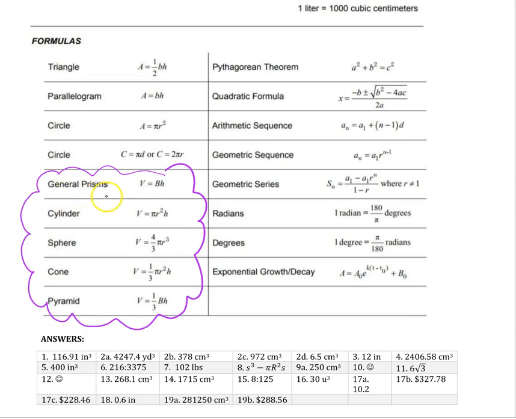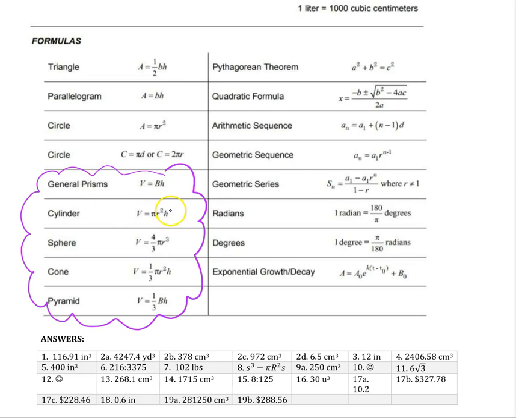Now, when it says general prisms, any prism, the volume is equivalent to the area of the base times the height. And it is important that you use capital B in your computations. Lowercase b means length of a base. So yeah, I'm not going to give you the volume formula for a hexagonal prism. I'm going to expect that you understand you have to find the area of the hexagon and then multiply it by the height of the prism.